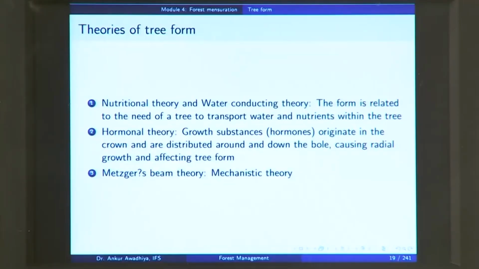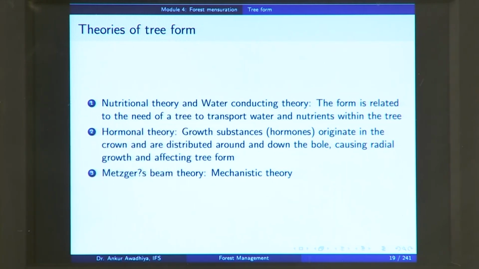Why does a tree have this particular form in which the bottom portion is the frustum of a neiloid, the central portion is the frustum of a paraboloid, and the topmost portion is a cone? Why do we have this particular shape of a tree? So, there are three different theories of tree form that have been devised to explain these shapes. The first one is known as the nutritional theory or the water conducting theory.